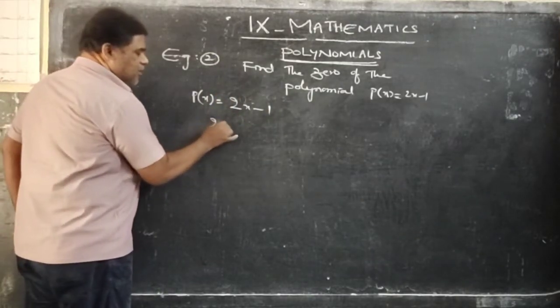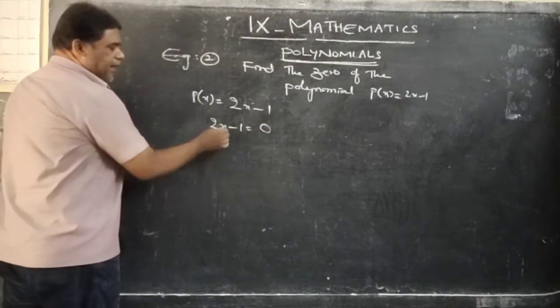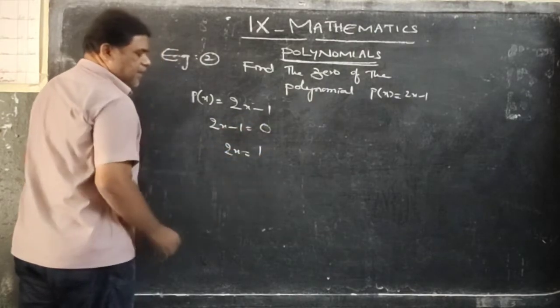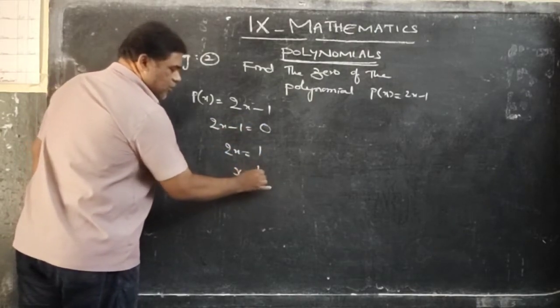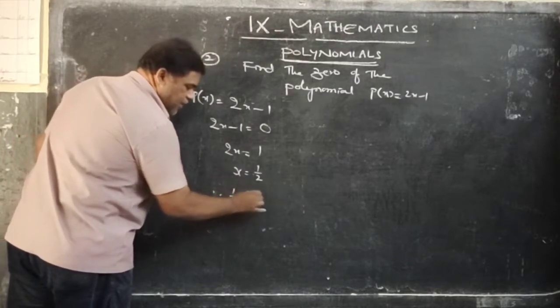If you want 0 of the polynomial, equate the polynomial to 0 and find out the x value. 2x is equal to minus 1, which will become plus 1. x is equal to 1 by 2. This 1 by 2 is called 0 of the polynomial.